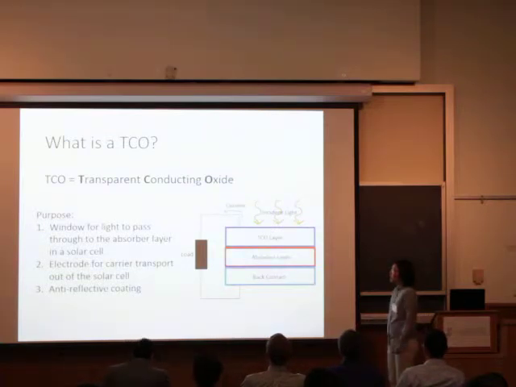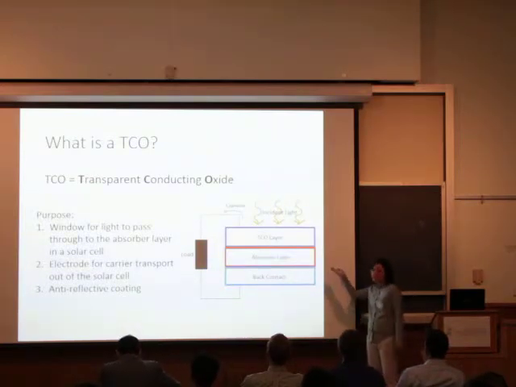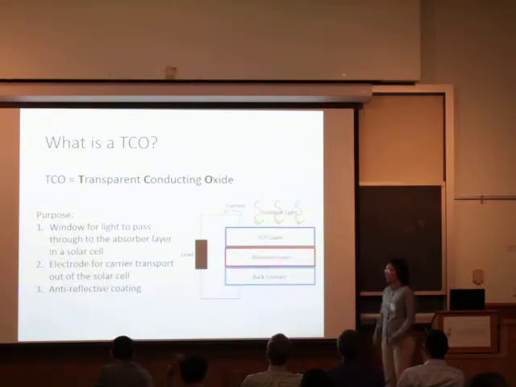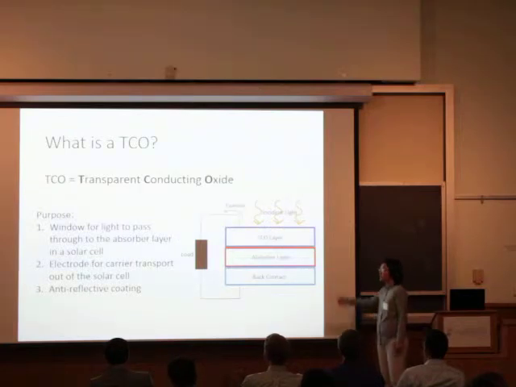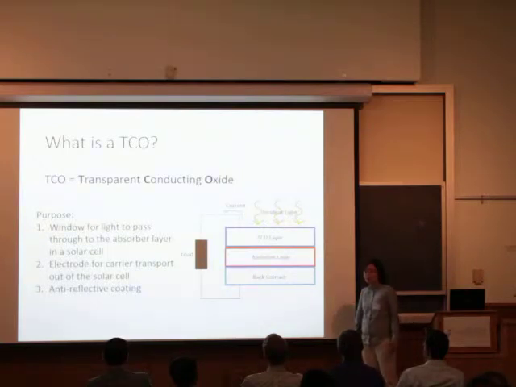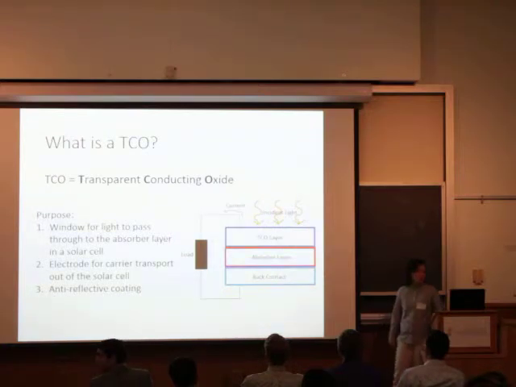As you may recall from a previous presentation, a solar cell consists of primarily three parts: the absorber layer, which was previously discussed, and two contacts, back contact and front contact. The TCO, transparent conducting oxide, operates as the front contact, and it has three purposes. The first is as a window for light to pass through to the absorber layer in the solar cell. The second is as a front contact. It has to be a good electrode for carrier transport out of the solar cell. And the third is as an anti-reflective coating.